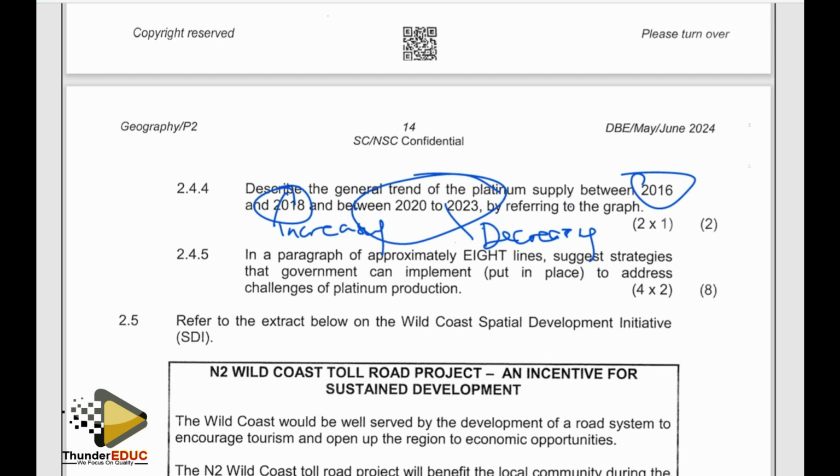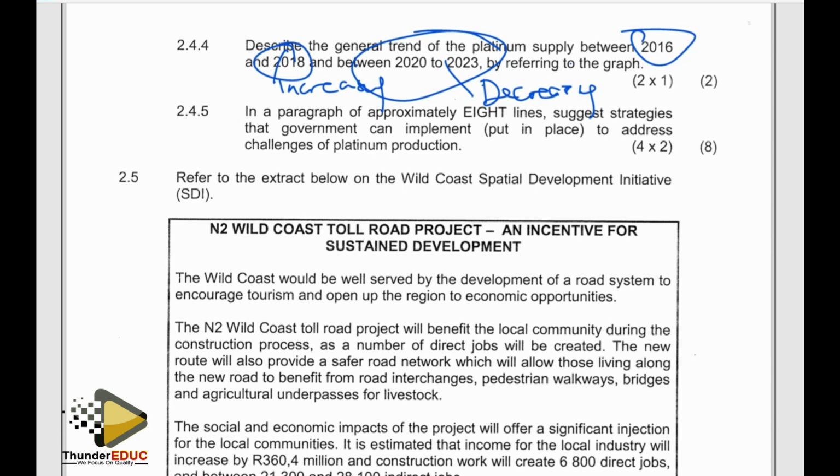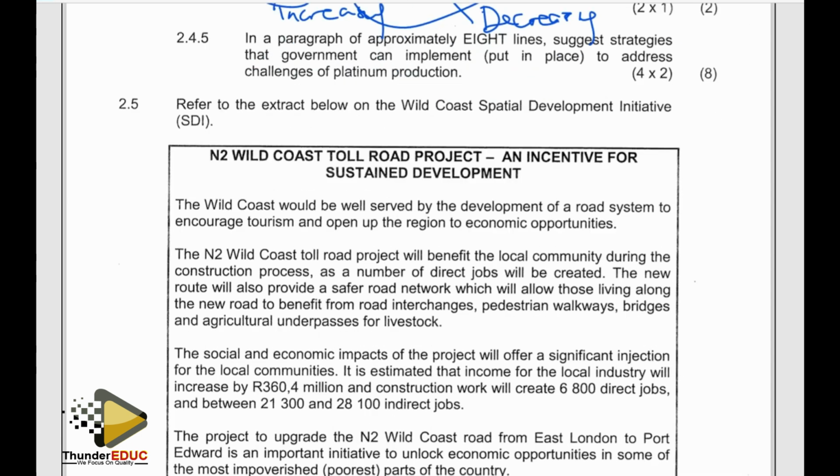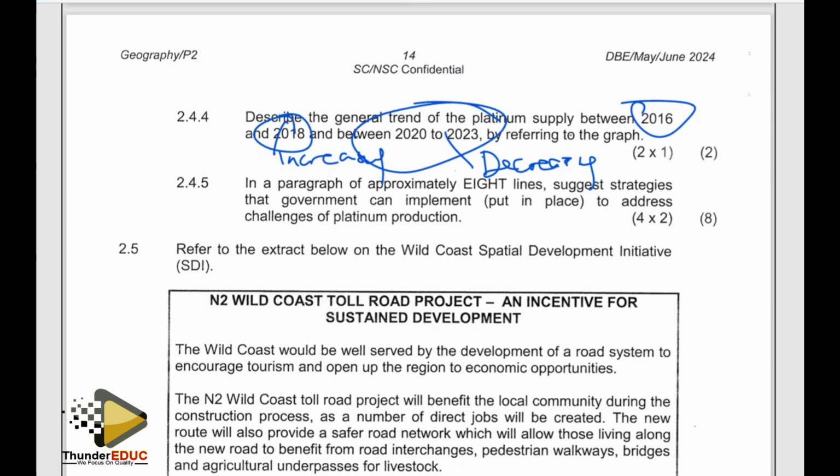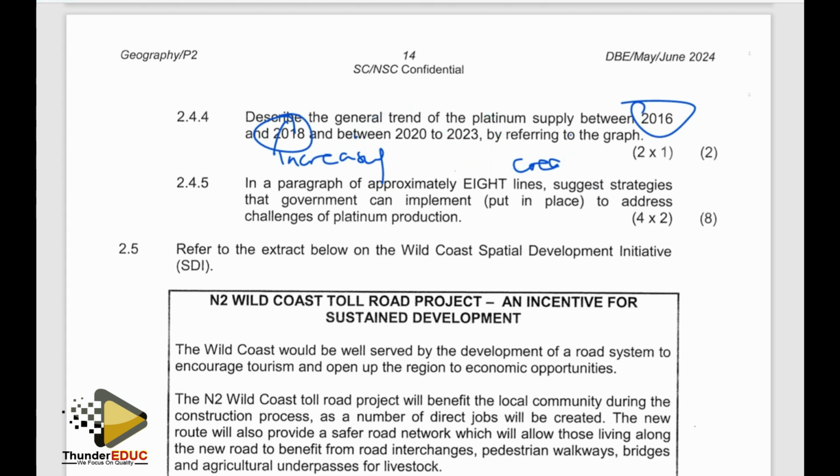Right, there are other things that we can discuss as a solution to how the government can address those challenges. However, we move on to the next question, which is on the SDI. Like what I had suggested earlier, I will make a distinction between an SDI and an IDZ. Right, when we talk of an SDI, it's a Spatial Development Initiative.